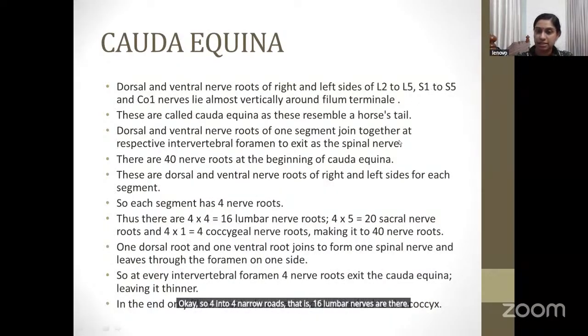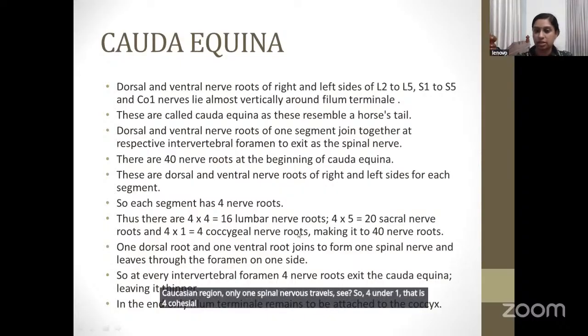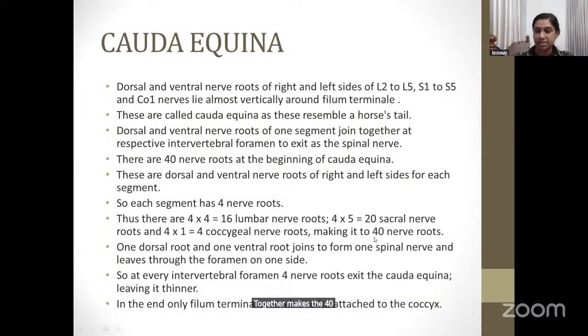And in the sacral region, we have 5 vertebrae, into 4, that is 20 sacral nerve roots, and in the coccygeal region only one spinal nerve is traversing. So 4 into 1, that is 4 coccygeal nerve roots are there. Together it makes 40 nerve roots passing downwards as the cauda equina. And one dorsal root and one ventral root join to form one spinal nerve, and it leaves through the foramen on one side.